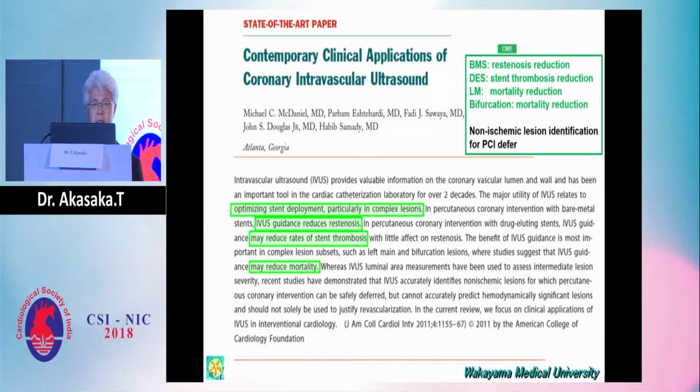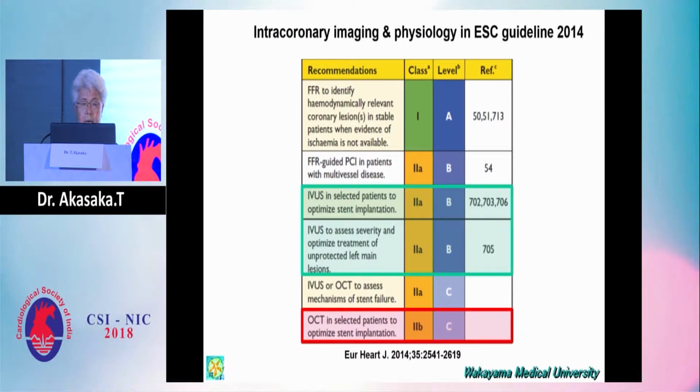And then this is a state-of-the-art paper in the expert, right? If you use an IVUS, stent deployment is very easy, especially in complex lesions, and we may reduce the stenosis and stent thrombosis and reduce the mortality if you use IVUS with angio guide. Therefore, the ESC guideline demonstrates a 2A recommendation. However, the OCT is still 2B.